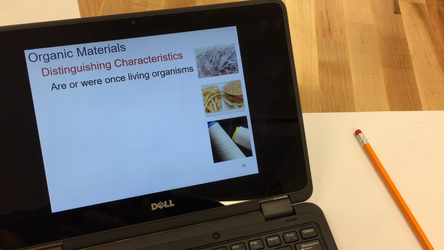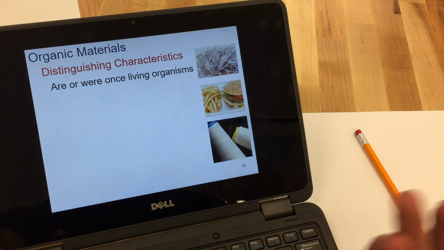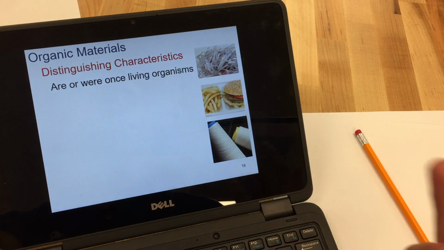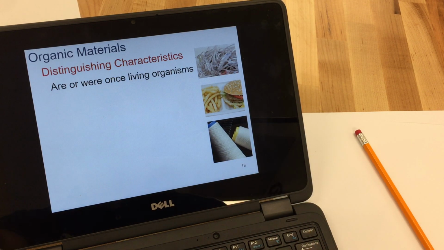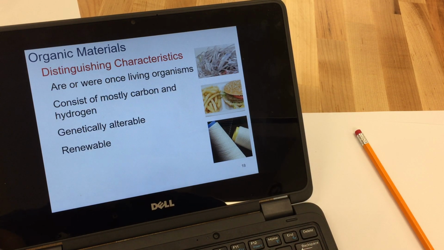Organic materials are or were once living organisms. Paper, string, things made from vegetables, made from plants, made from food, animals.